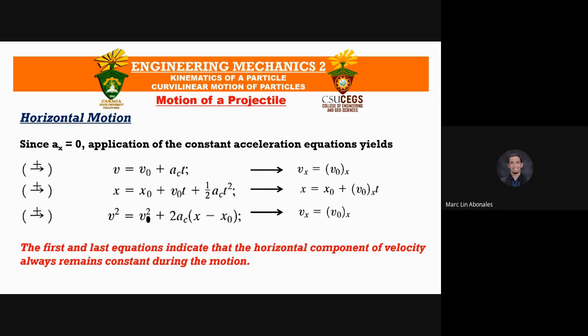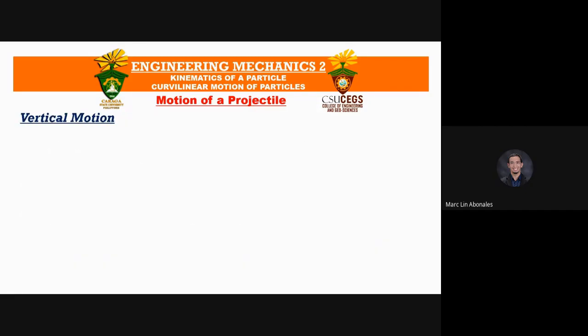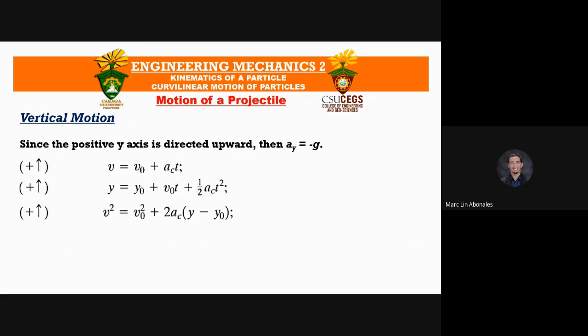So in describing the motion of a particle horizontally, the equation we can use here is the second one, the second equation. So I will discuss that later on. Next is the vertical motion. Since the positive y-axis is directed upward, to designate the sign of your gravity, that is a negative g. So it is the same as what we did earlier in the horizontal motion.